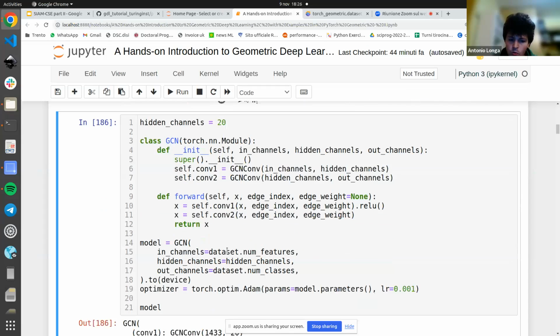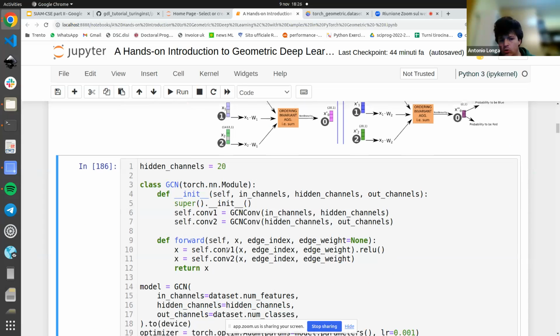So let's move to the code. The code is quite simple. We are going to see this variable later, but don't worry. First of all, we have to define the class. Defining the class is simply class, the name of the class we would like to give, for instance, GCN.